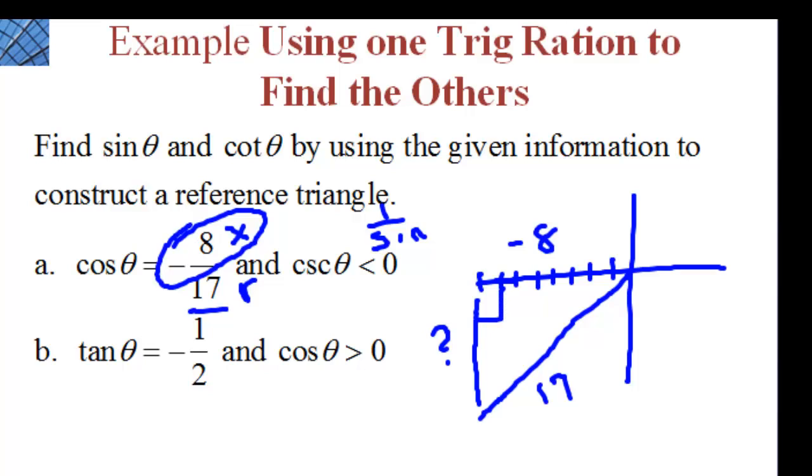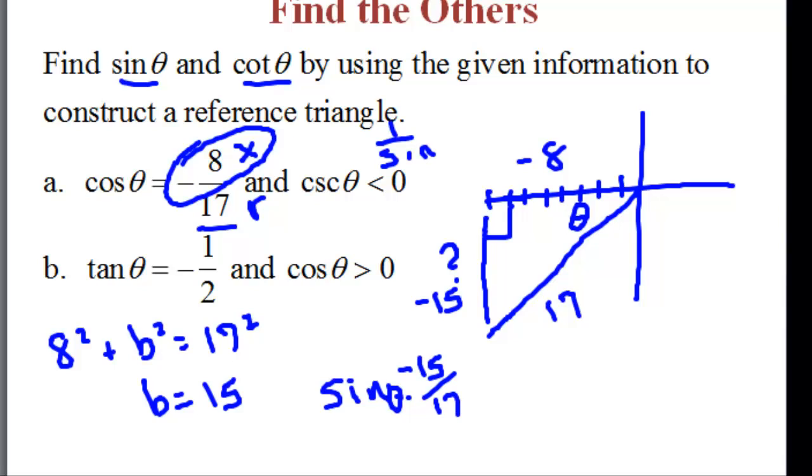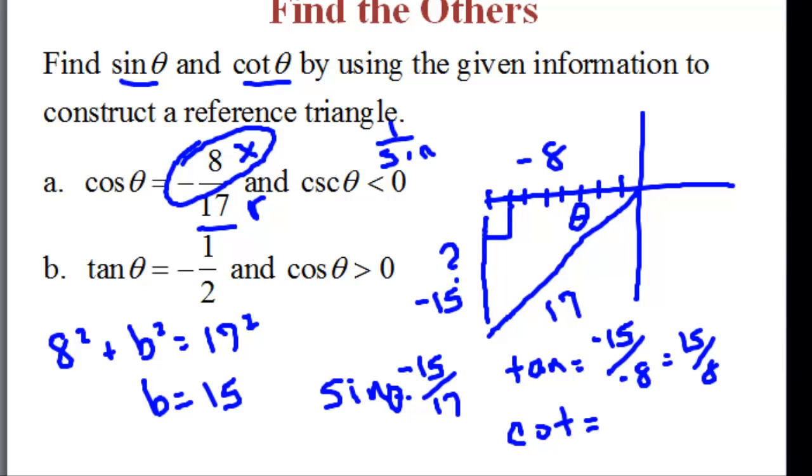So dropping our perpendicular line gives us a right triangle. We have theta there. To figure out the distance there, we'll use the Pythagorean theorem. So 8 squared plus b squared equals 17 squared. If you calculate that, we'll get b is equal to 15. And on this reference triangle, we have a negative 15. So now that we have our triangle set up, we can find our sine and cotangent. Sine is going to be the y value over the radius. So sine of theta equals negative 15 over 17. The tangent is the opposite over adjacent, which is negative 15 over negative 8, or 15/8. So that cotangent is going to be the reciprocal of that, or 8/15.